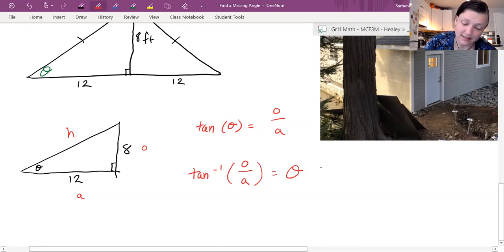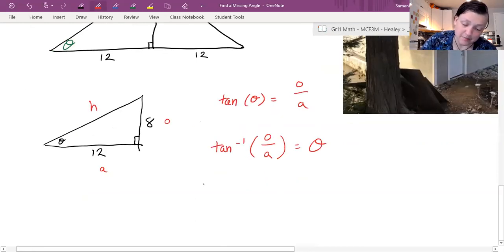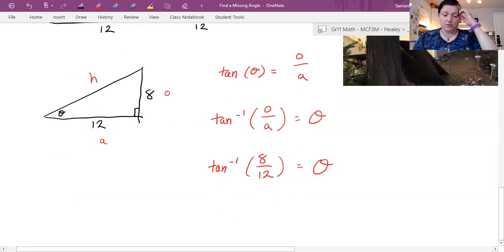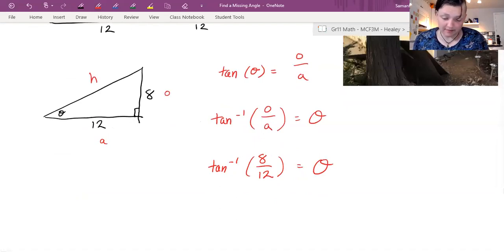Okay, so now that I have this, all I need to do is put in the numbers that I do know. So I know my opposite side, I know my adjacent side. So I write the tangent inverse of the ratio 8 over 12 equals theta, or my angle. So again, I grabbed my calculator, which I probably had my real calculator on me, but if I didn't, I could have used the iPhone calculator, even though it's not ideal.